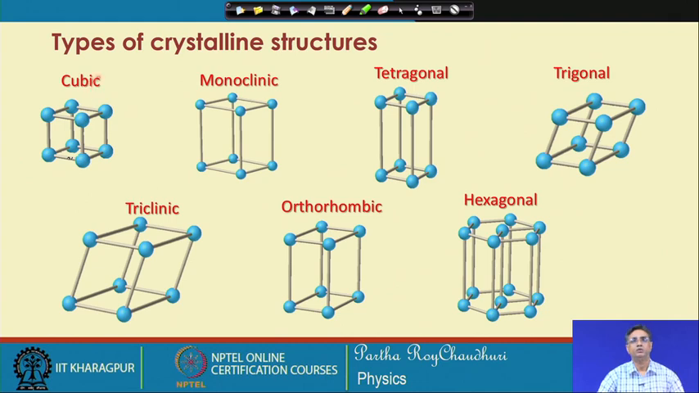Okay. Now, we will look at a few crystalline structures, cubic, monoclinic. There is a very detailed study of the crystalline structure as regards the electro-optic effects, and there are groups.